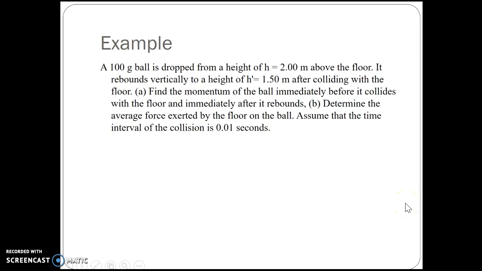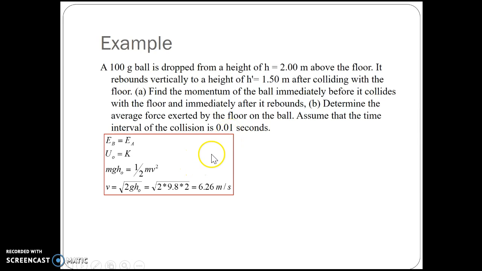Let's look at an example problem. So I have a 100 kilogram ball dropped from a height of 2 meters above the floor. It rebounds vertically to a height of 1.5 meters after colliding with the floor. Find the momentum of the ball immediately before it collides with the floor and immediately after it rebounds. Determine the average force exerted by the floor on the ball, and assume that the time interval of the collision is 0.01 seconds. So we'll assume that the ball is in contact with the floor for only this fraction of a second.